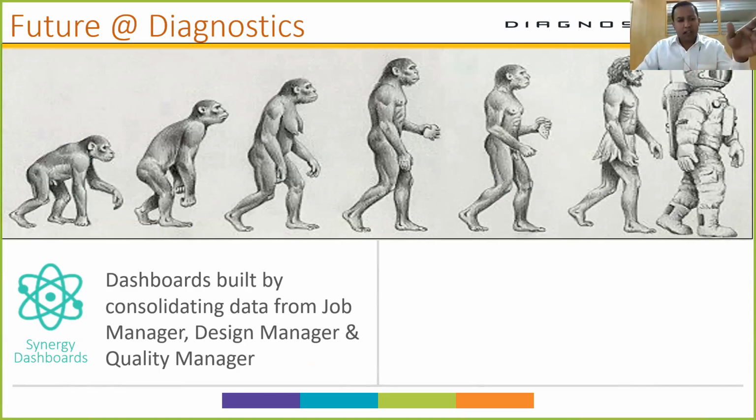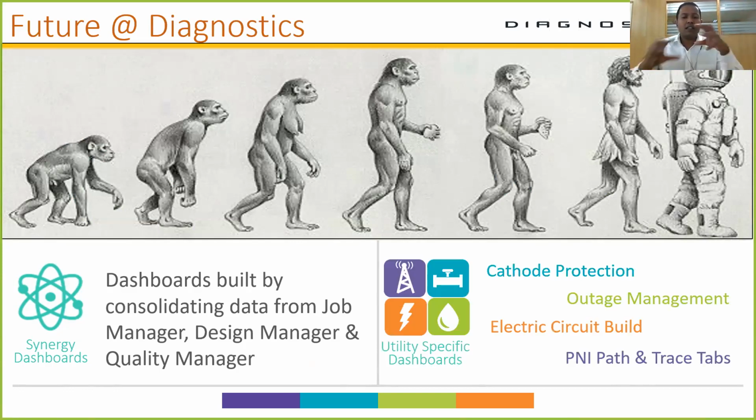The second one that we are working on right now is building utility specific dashboards. This means that in future, gas utilities will have dashboards to have insights on the cathodic protection tool. Water utilities will have dashboards for the outage management tool. Electric utilities will have ones for electric circuit builds, and telecom utilities will have dedicated dashboards for providing insights into the path and trace tabs.